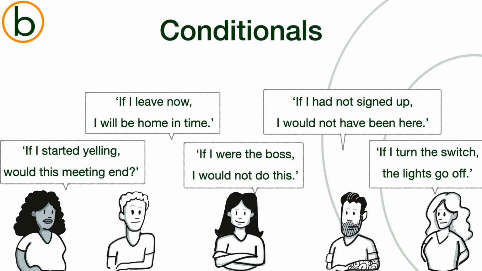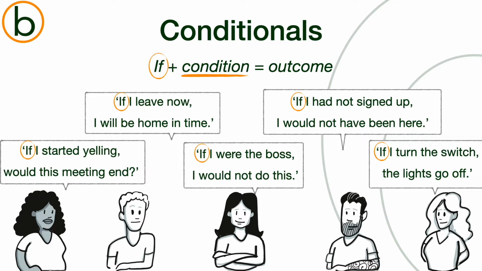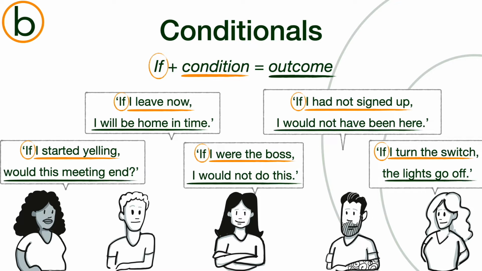They consist of 2 different clauses or sentences. The first one starts with if and is followed by a condition. The second clause explains the outcome. What happens if the condition is met? You can recognize the if clause by looking for the word if. The condition is what is said after the if. The second part is the outcome, and all conditionals are built up like that.